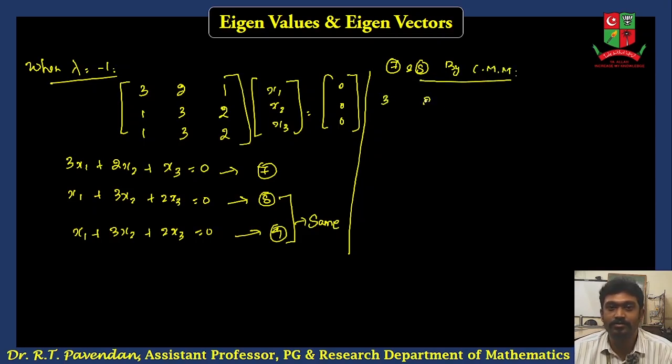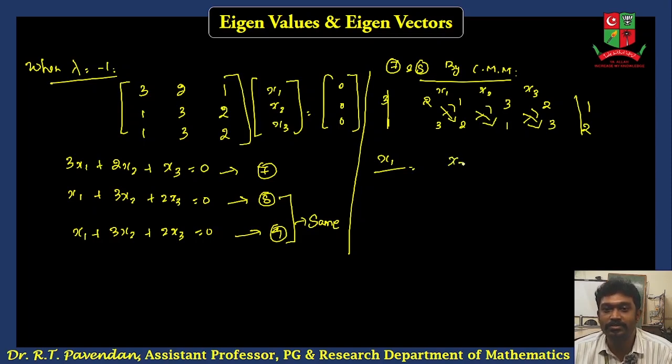we get 3, 2, 1. Repeat them: 3, 2, 1. 1, 3, 2, 1, 3, 2. Omit the first and last entries. Cross multiplications of the inner terms will give your x1, x2, x3 values. So x1 value is equal to, x2 value is equal to, and x3 value is equal to. So we are going to cross multiply this. 2 times 2 is 4 minus 3 times 1. For x2 it is 1 times 1 minus 2 times 3, that is 1 minus 6. The next one is 3 times 3, 9, minus 2 times 1.